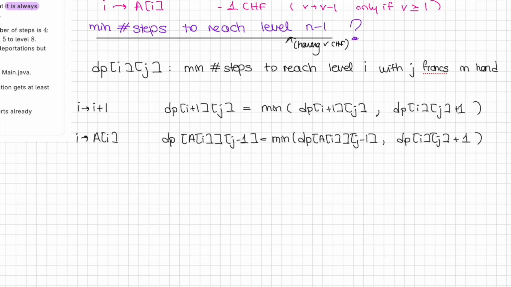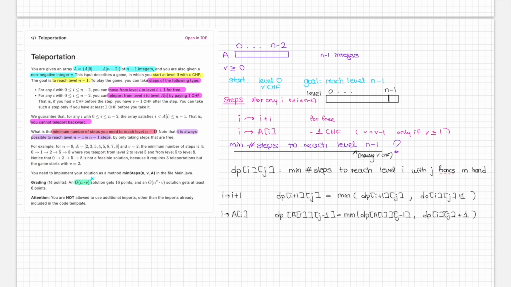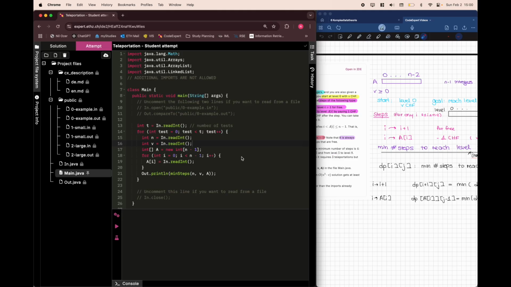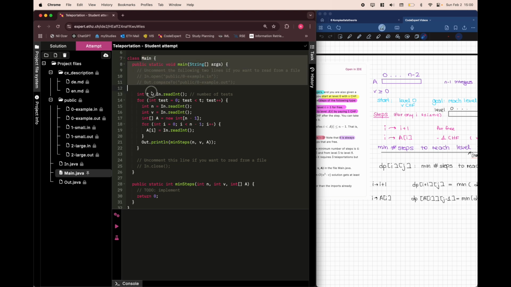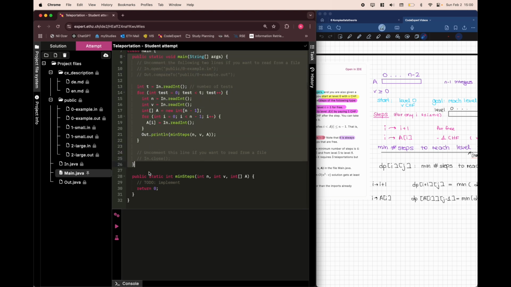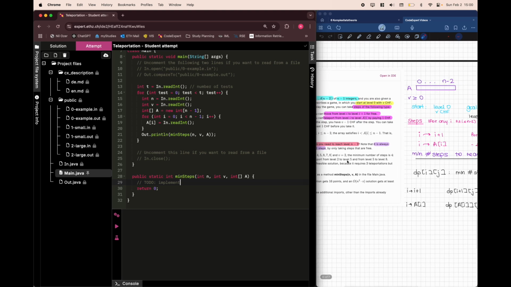The only thing left here is to actually code our solution in CodeExpert. Our code template starts with a bunch of library imports and the main function. You don't have to care about the main function anymore. It's basically just for testing your solutions. What you have to care for is the minSteps function.